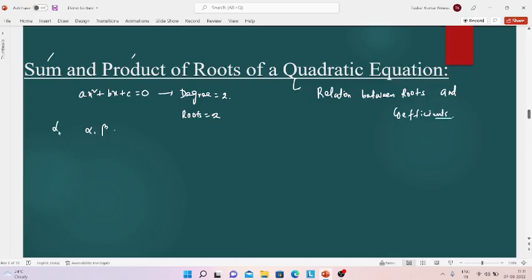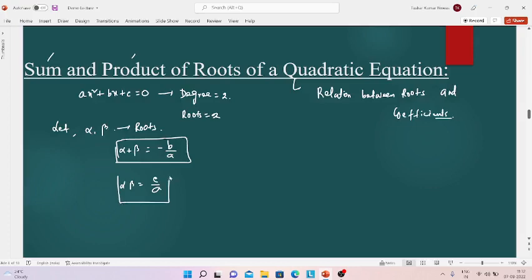If we take alpha comma beta as the roots, then the sum of the roots will be alpha plus beta, right? And the product of the roots will be alpha into beta. So the sum of the roots alpha plus beta will be minus b by a, and the product of the roots will be c by a. So this is the formula for the sum of the roots of a quadratic equation, and this is the formula for the product of the roots.